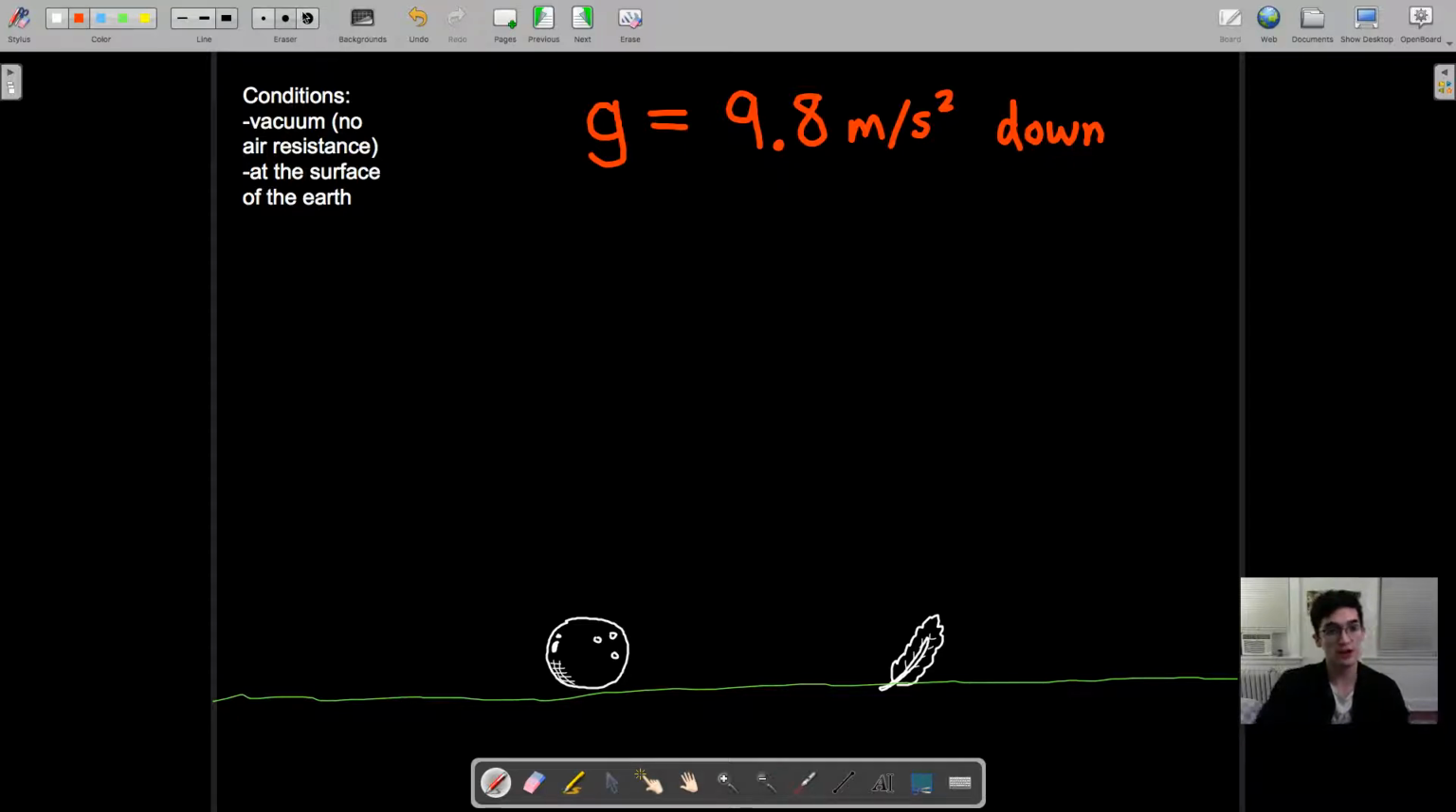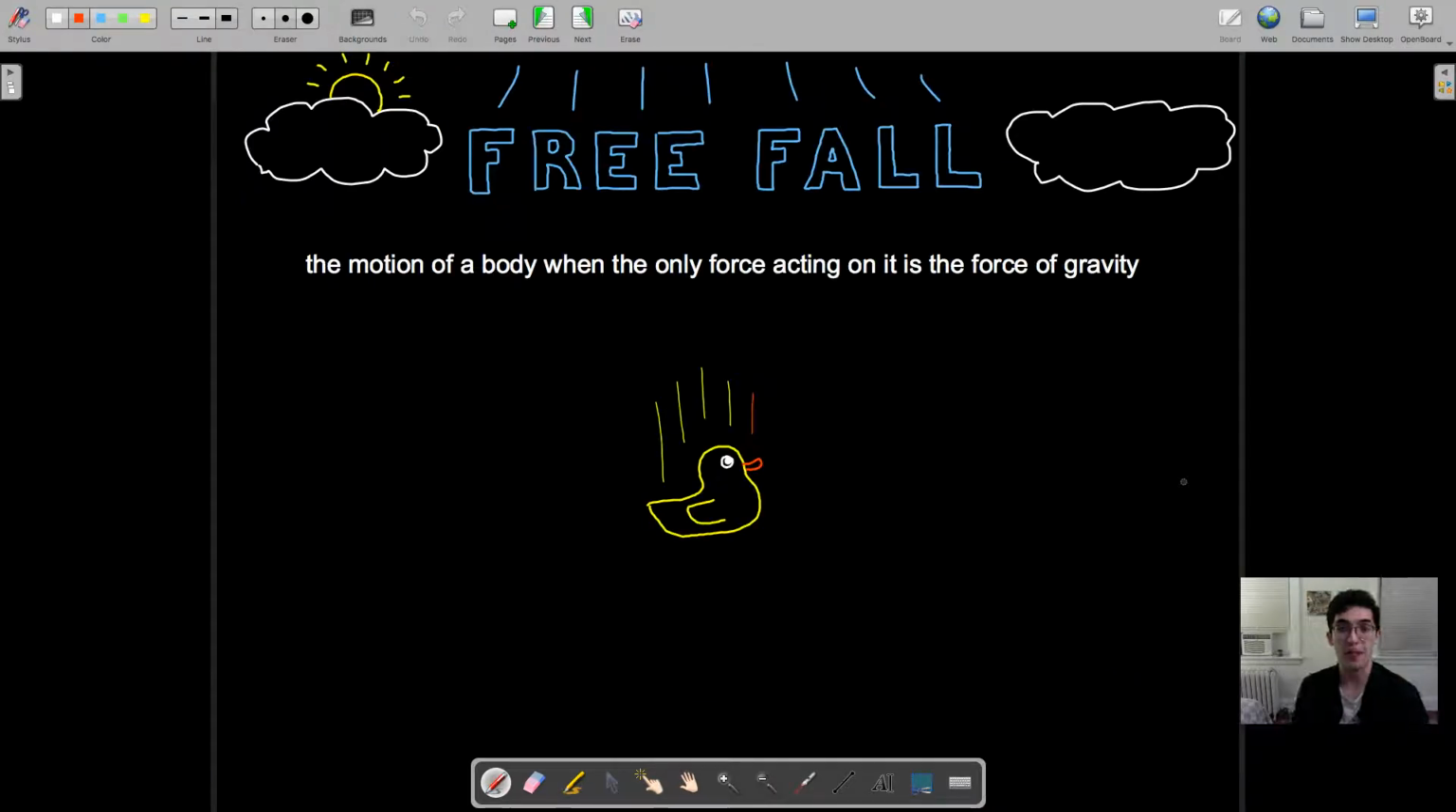G is our acceleration due to gravity at the surface of the Earth. So, if an object is in a vacuum, okay, has no air resistance being applied to it, and it is falling near the surface of the Earth, we say that that object is in free fall. We define the term free fall as the motion of a body when the only force acting on it is the force of gravity, okay? If an object is in free fall, then the acceleration of that object is 9.8 meters per second squared downward, all right? Always, as long as we are in free fall near Earth's surface.